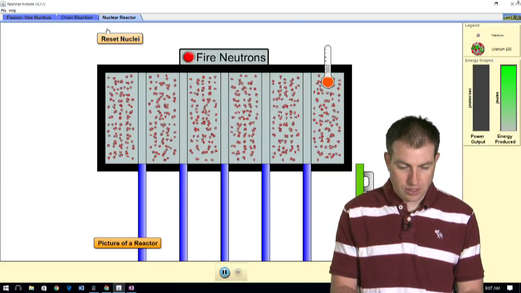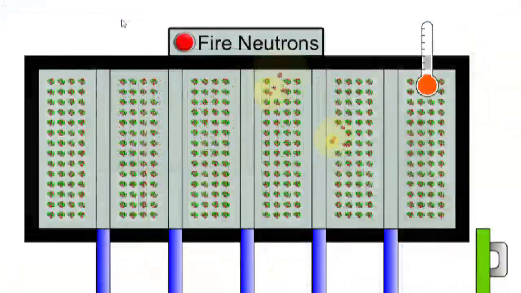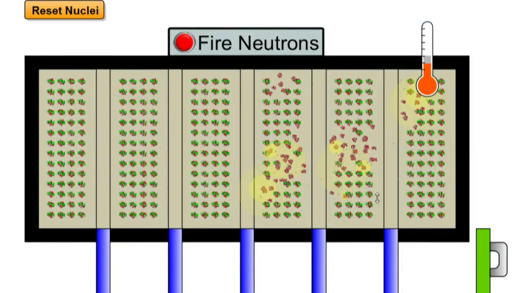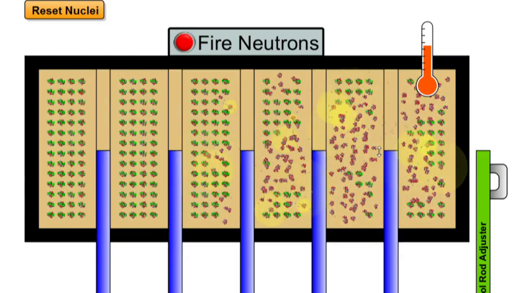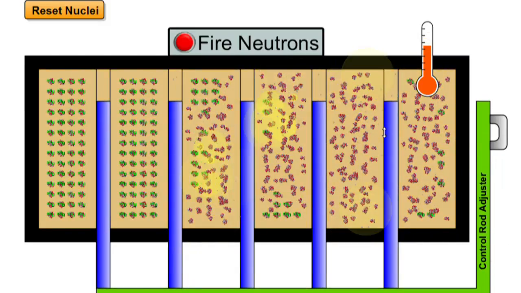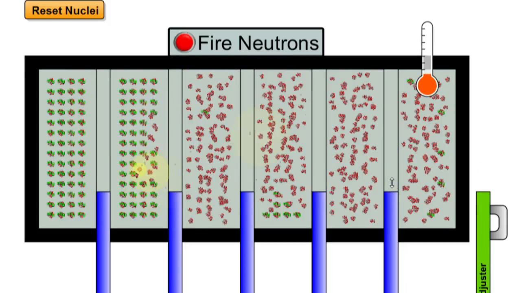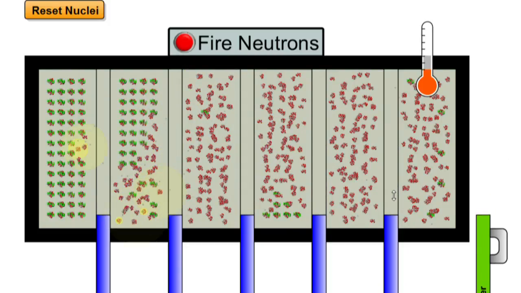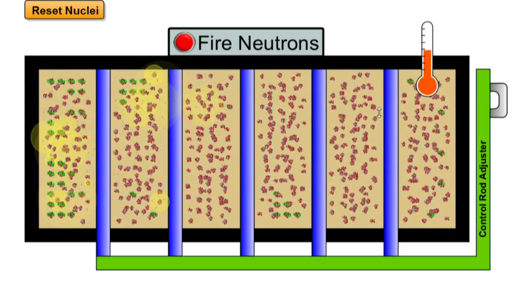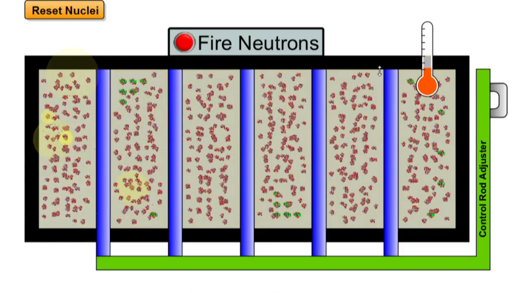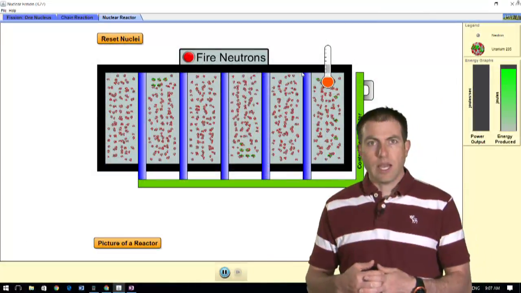So I'll just reset this again and see if we can, there we go. So we get the fission occurring. What I can do is put in the control rods, and you can see it slows down the reaction a little bit. Then if I pull out the control rods, it continues to go, and I can slow it down a little bit by putting them in. And I can completely stop the reaction if I leave the control rods in, because all those extra neutrons just get absorbed by the control rods. So that is how a nuclear reactor works.